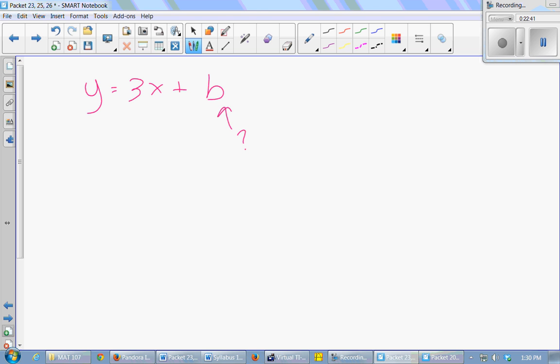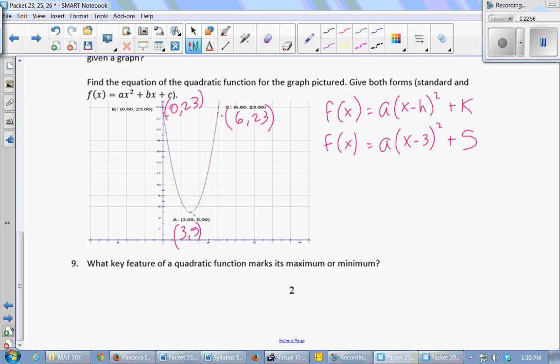So at this point, when you're finding the equation of a line, you plug in a point and solve for b. That's what we do here. Pick any point you want, plug it in, the x coordinate for x, the y coordinate for y, and you solve for a. So I'm going to use 0, 23, because zeros are easy to work with. I'm going to put 23 in for y and 0 for x. And now I have an equation with just a single unknown, a, and I can solve for a.